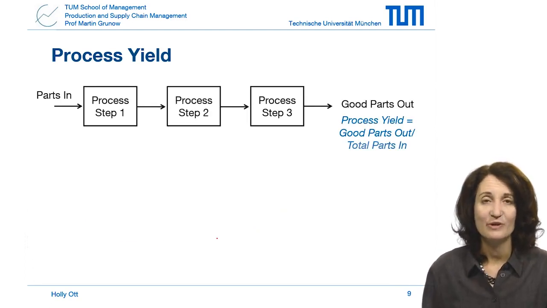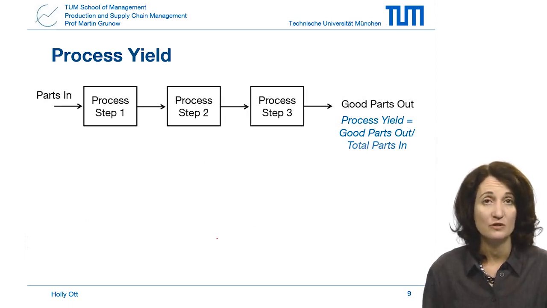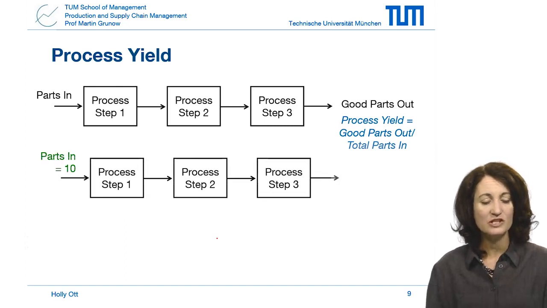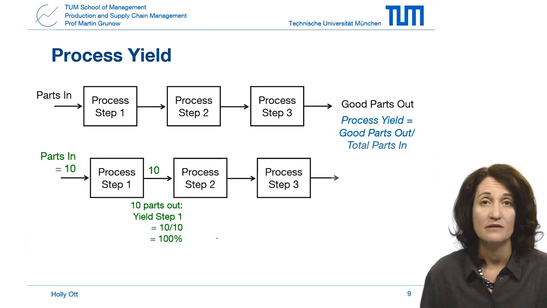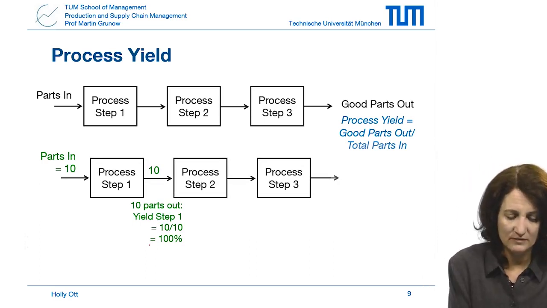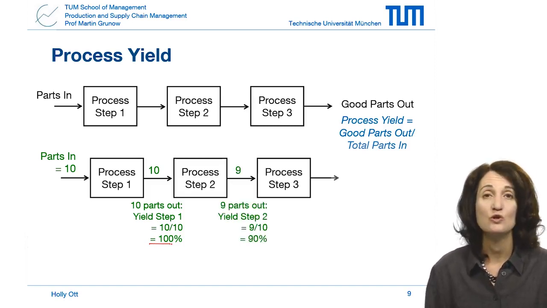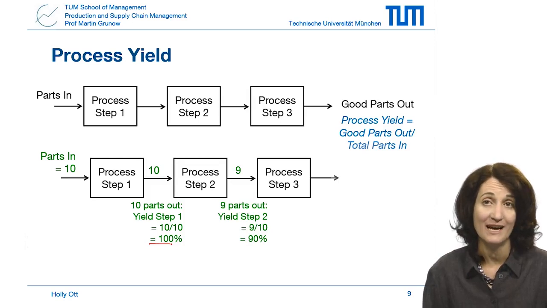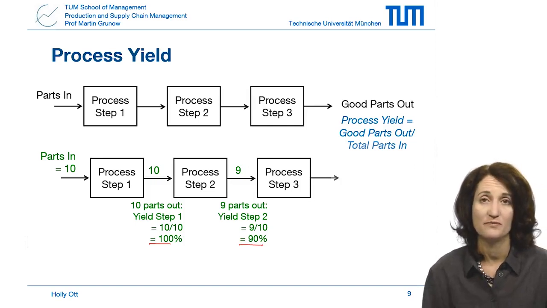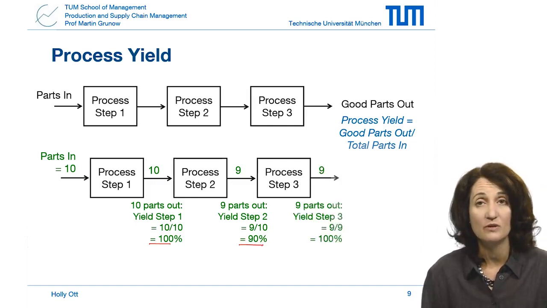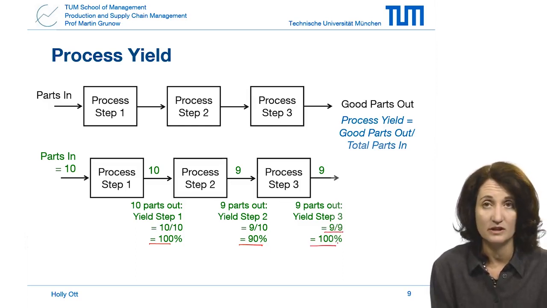Here we have a 3-step process, and the process yield defined as the good parts out divided by the total parts in. So for example, if we start with 10 parts into process step 1 and get 10 good parts out, then the yield is going to be 10 over 10 or 100% for that process step. For process step 2, we have 10 parts going in and only 9 out. So the process yield for step 2 is going to be 9 over 10 or 90%. For step 3, those 9 parts go in and 9 parts come out. So here we have process yield of 9 over 9, also 100%.